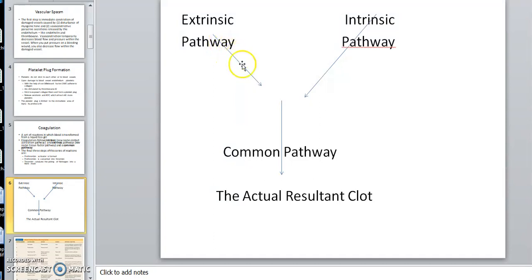Now, note my arrows here. This arrow is a little shorter than that arrow because the number of steps in the extrinsic pathway is less than the number of steps in the intrinsic. So that's the reason that I have it that way, because of the difference in the steps. All right, and then the common pathway. So they both come together and give the common pathway.